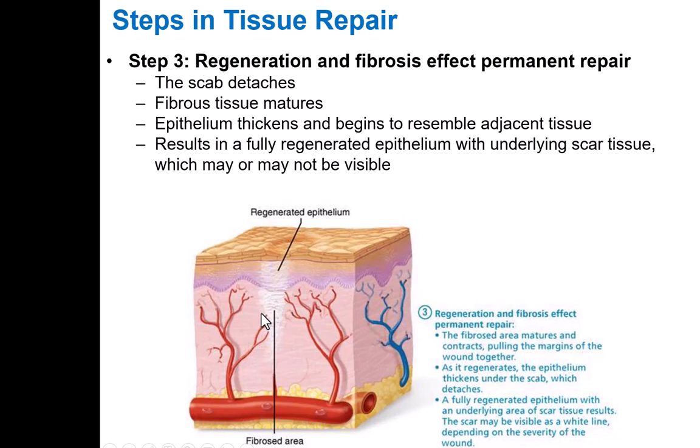And if you're looking at your skin, which is what this picture is showing you, you might have a scar, right? And the scar is not in the epithelial layer. The scar is under the epithelium in the connective tissues because connective tissues cannot fully regenerate. But these layers of epithelial tissue of your skin are transparent enough that you can see the scar through that epithelial tissue.